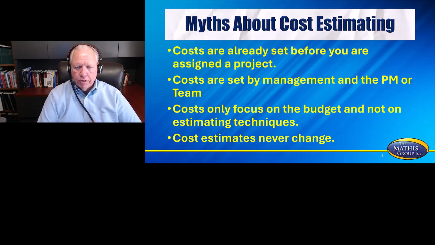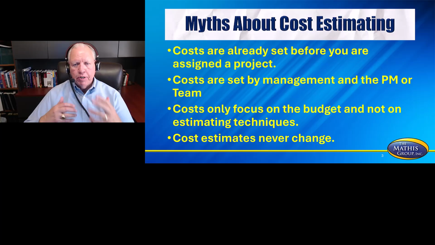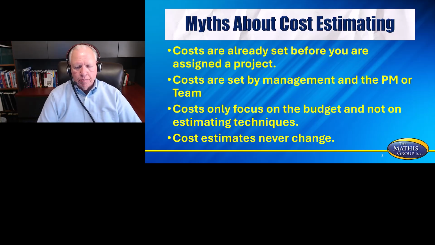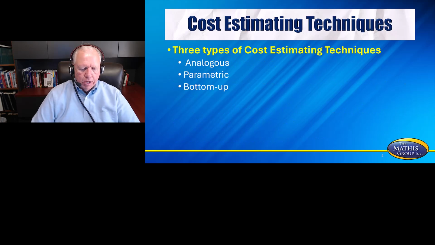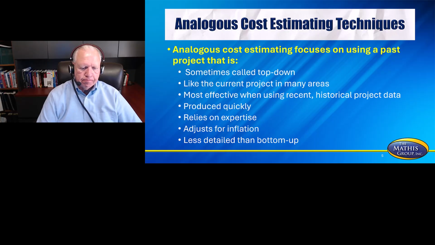Cost estimating never changes. That's not true. You might change how and why you're doing an estimate a particular way because of crisis or because of some opportunity that comes up on your project. Cost estimating techniques. Let's talk about the three that are mainly on the test. And so analogous, parametric, and bottom up. Now these three are talked about. They will give you scenarios. They don't typically tell you it's an analogous or it's a parametric or a bottom up. They just describe what's happening.